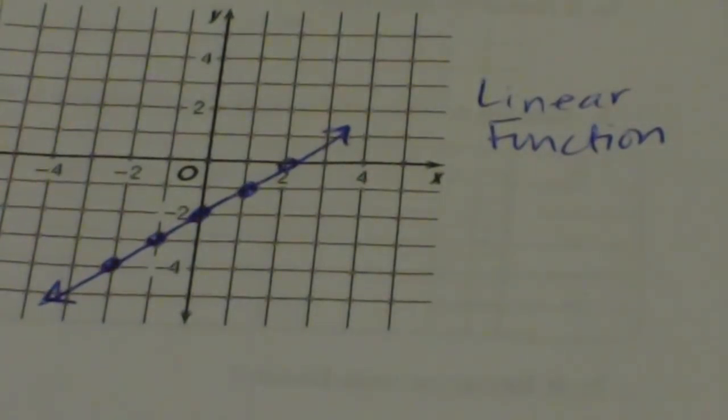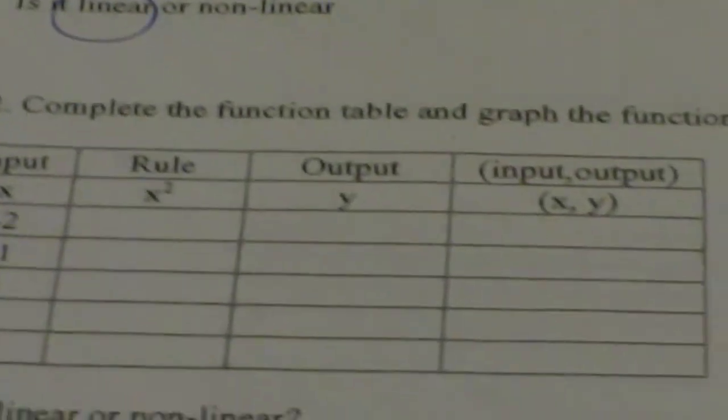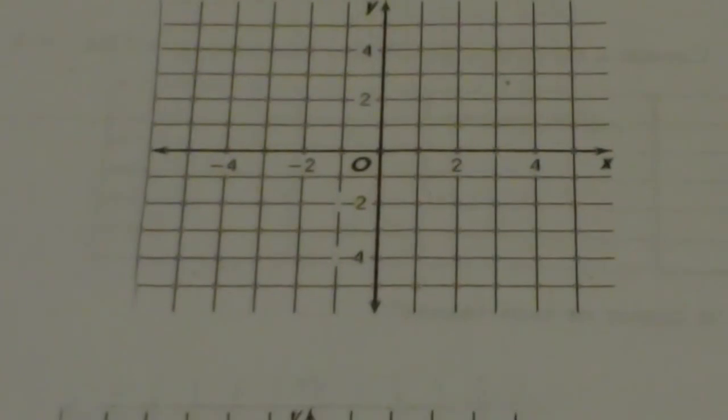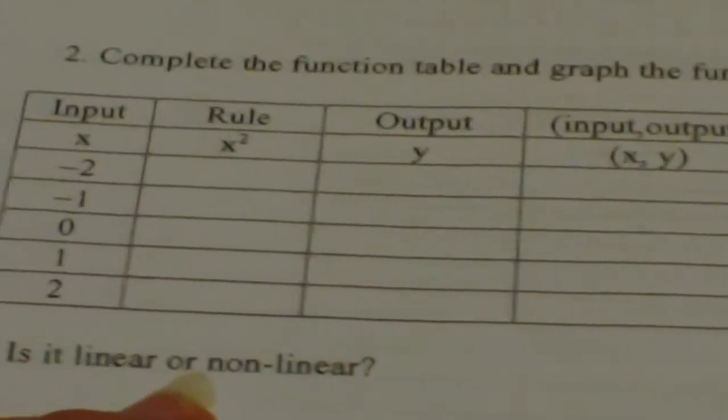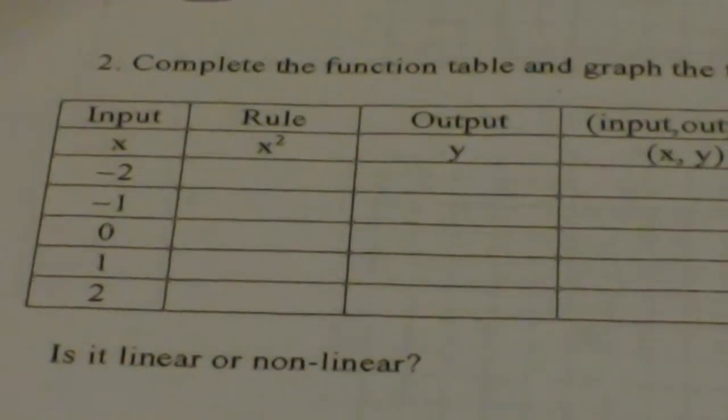So now what I want you to do is I want you to try number 2. Oh wait, whoops, sorry. Isn't linear or non-linear? It's linear. Number 2, I want you to pause the video and you're going to complete the function table and then you are going to graph it. So press pause, complete the function table, and then graph this function. And then you're going to press play when you're ready.